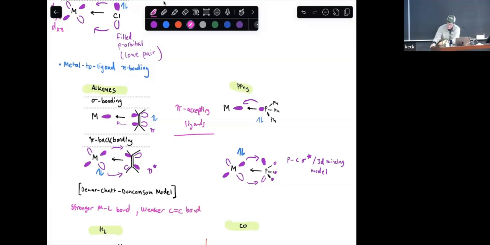And in so doing, you are weakening that bond. And that can be read out by looking at, for example, an X-ray crystal structure of bound versus not bound olefin ligands and seeing the extent of elongation in the bound state.